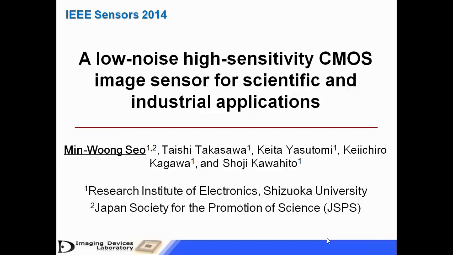Actually, some techniques used for the developed image sensors are not new technologies. This is an improved version of our previous work. So today in my presentation, I will focus on the improved performance of the sensors by using several methods and process optimization.